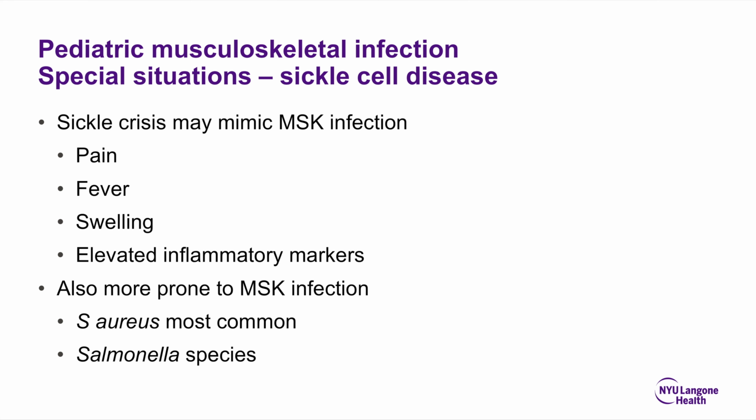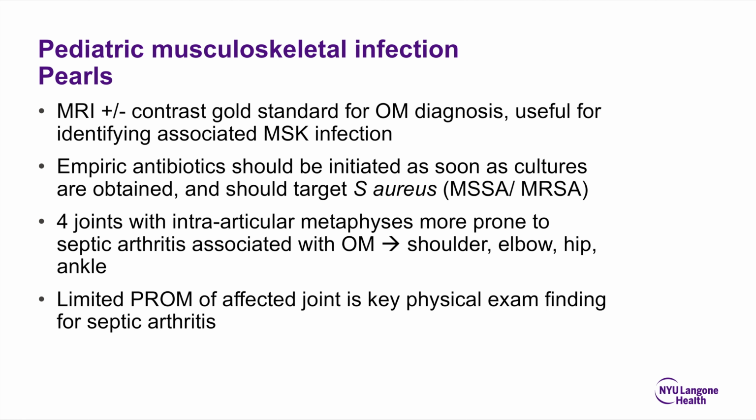Sickle cell disease. So a sickle crisis may mimic an MSK infection as a child presents with pain, fever, swelling, and elevated inflammatory markers. That said, kids with sickle cell are also more prone to MSK infection, and Staph aureus is still the most common causative organism, although you have to also consider less common ones like Salmonella in this population. All right, so pearls to leave you with.